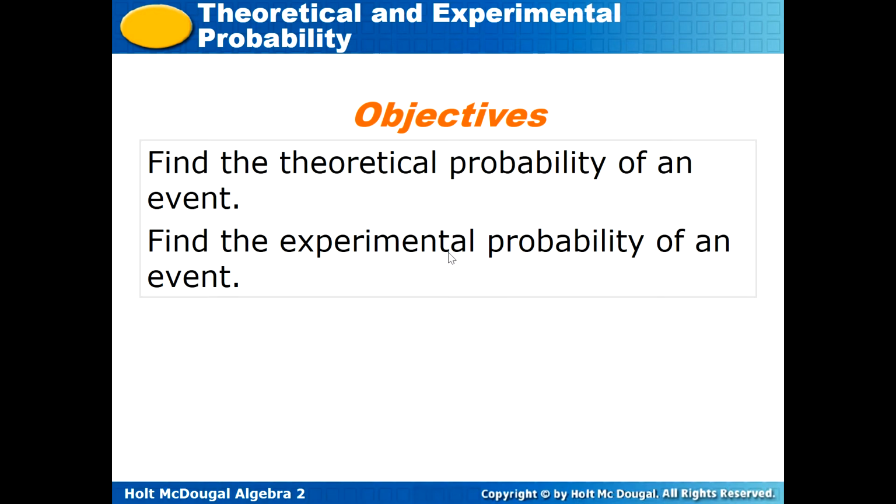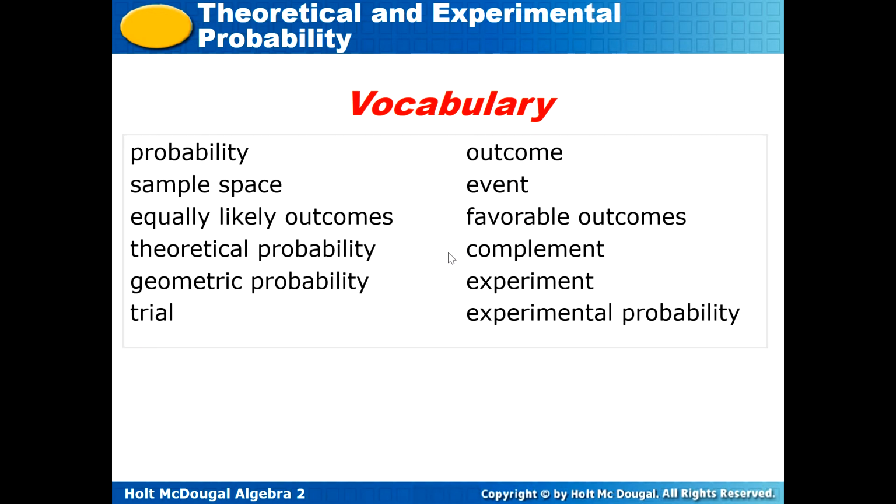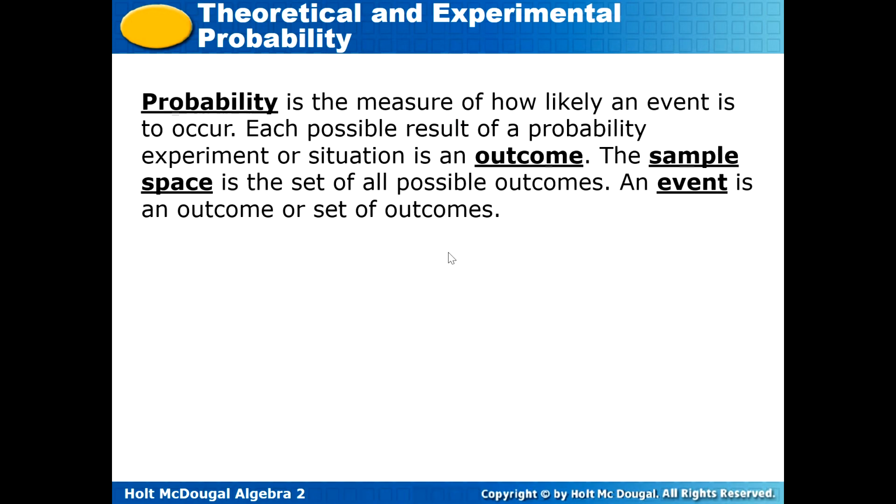All right, so we're going to find theoretical probabilities. These are actually easy probabilities to find, and experimental probabilities of an event. So there's a lot of things that we're going to talk about today. We're not going to get into the weeds on all these, but there's some words that we're going to throw out today as we go through here.